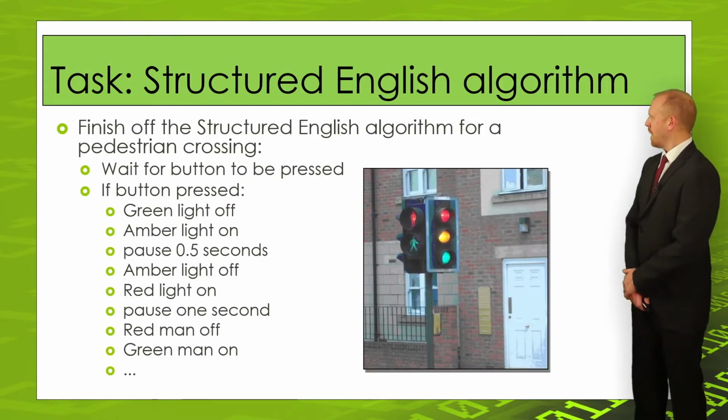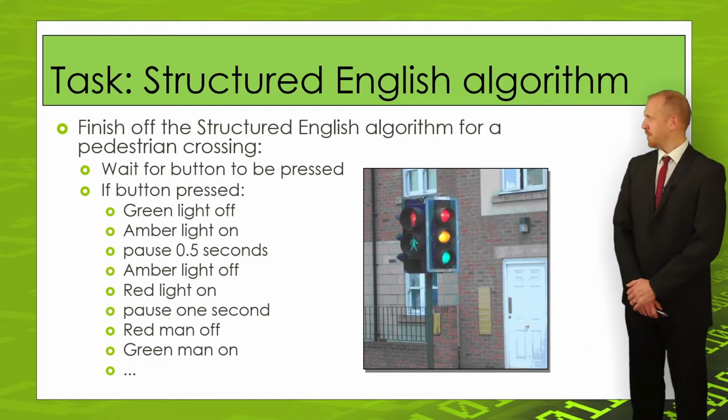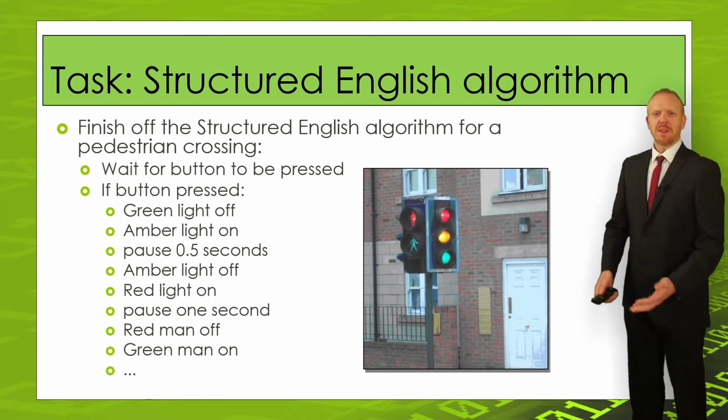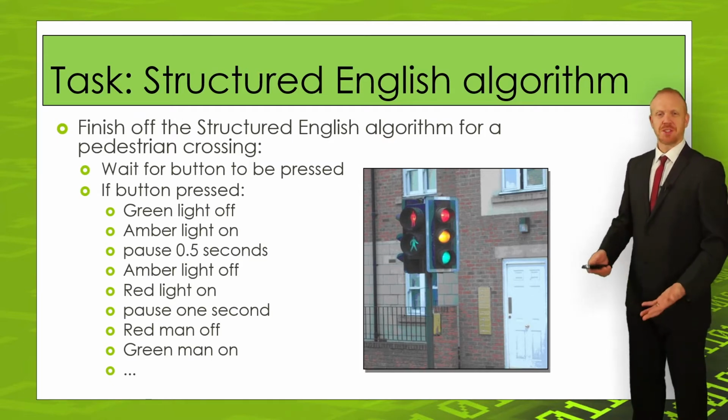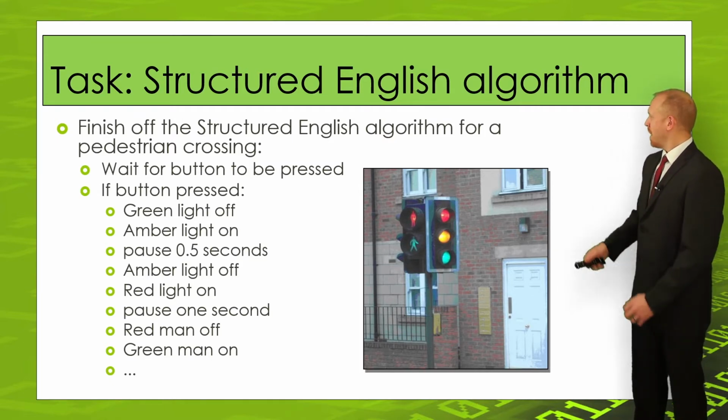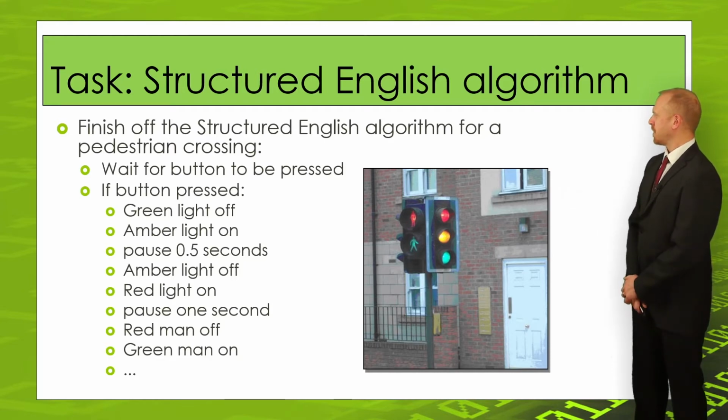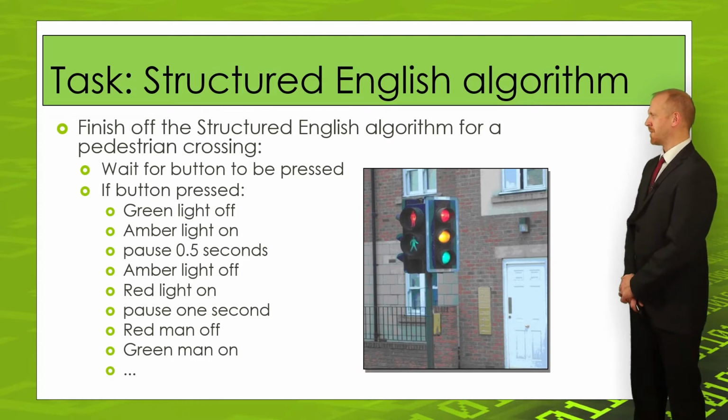Okay. So here's a task you can do with a structured English algorithm. Don't need to give you much more instruction for this. This is just fairly straightforward. Finish off this structured English algorithm for a pedestrian crossing. So it starts with wait for a button to be pressed. If button is pressed, green light off, amber light on, pause 0.5 seconds. Amber light off, red light on, pause 1 second. Red man off, green man on.